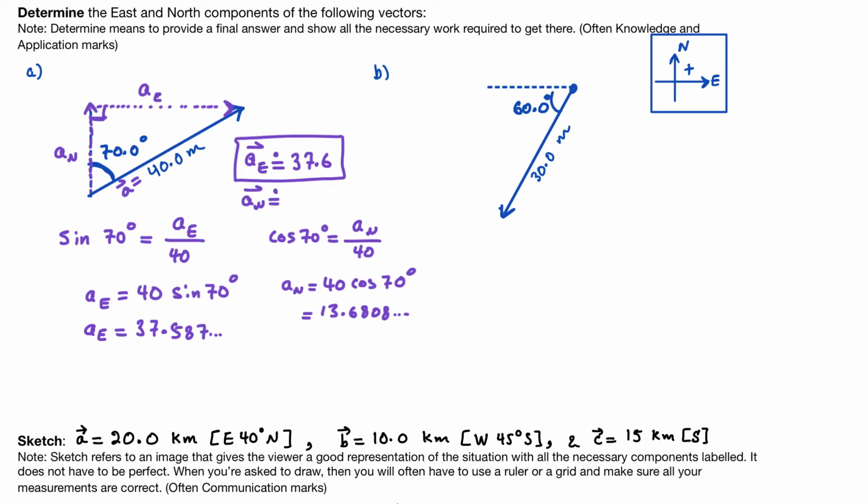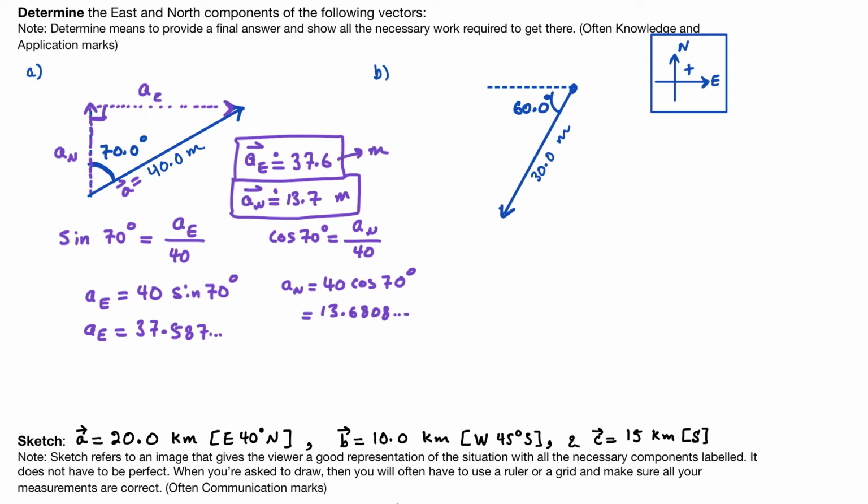And this vector is also rounded to three significant figures because that's the lowest number of significant figures that I have from my numbers. And since this direction is in the same direction as my north, it's going to be positive, and it's going to be 13.7. And my units are going to be meters. So I forgot to include my units in the last one. So, and this is also in meters.